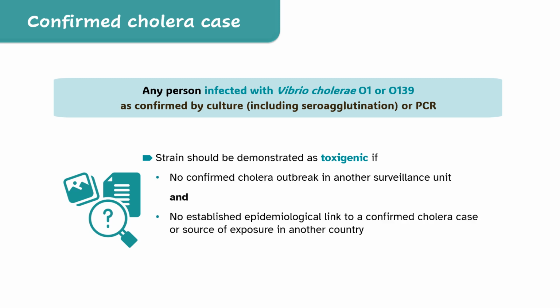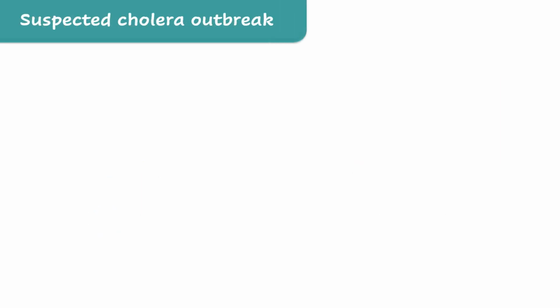That is, if there is no confirmed cholera outbreak in another surveillance unit of the country, and if there is no established epidemiological link to a confirmed cholera case or source of exposure in another country. Moving on to cholera outbreak definitions.